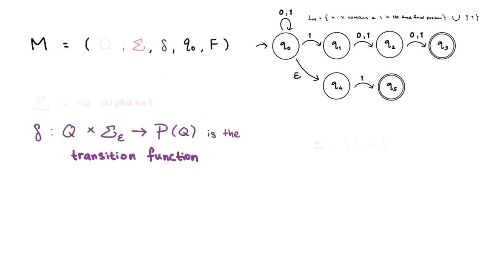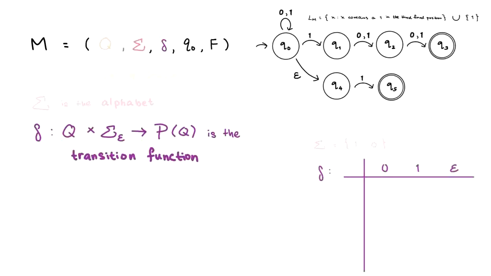Delta is the transition function, and because NFAs can transition on the empty string, this symbol here represents everything recognized by the NFA along with the empty string. And because NFAs can have 0 or several choices to transition into, the transition function gives us a set of possible states instead of just a single state. And that's what this P of Q symbol here represents.